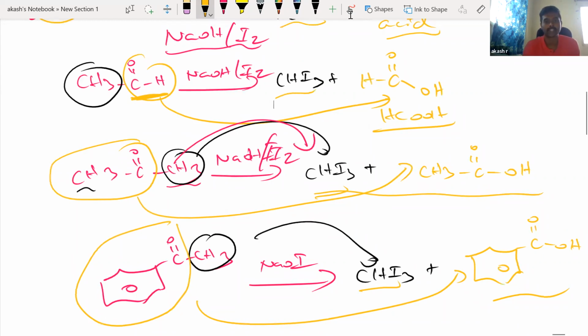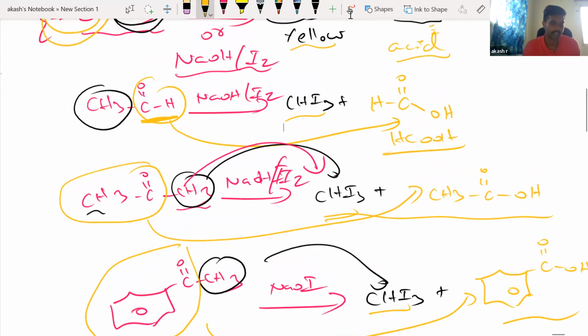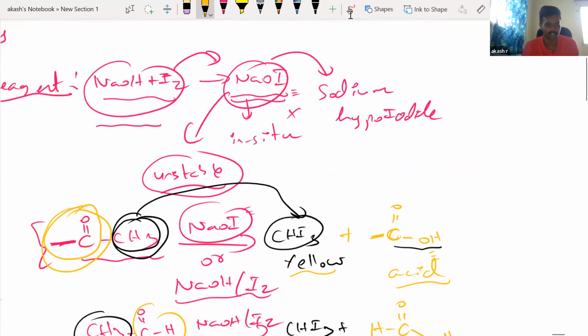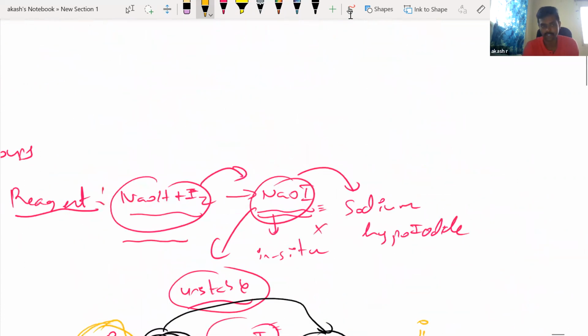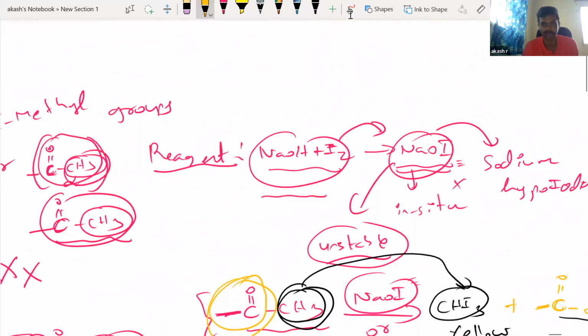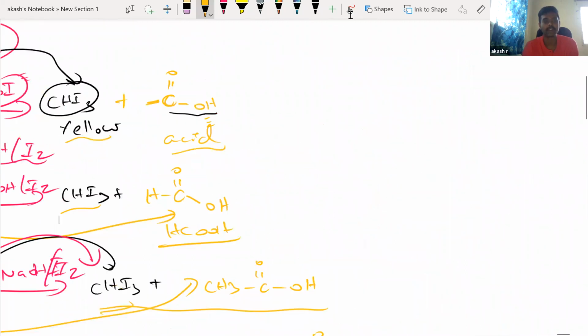So did I miss any reaction yet? Yeah, we have a little more reaction to see. Right, so that is about your oxidation reactions. Okay, we have seen normal oxidation, Tollens test, Fehling's test, and iodoform reaction. Four reactions under oxidation. Right, and then I forgot one thing about reduction.